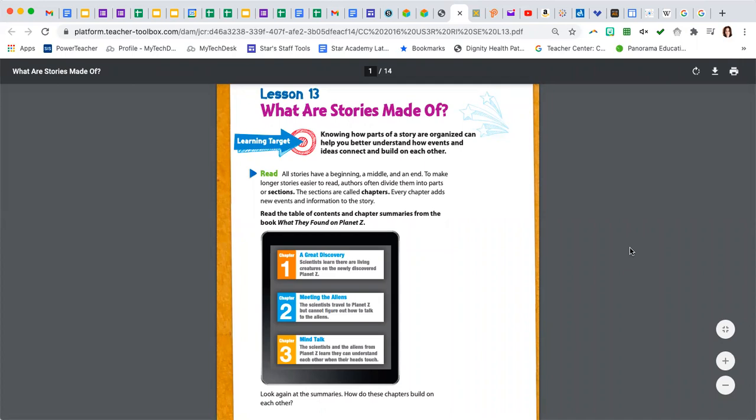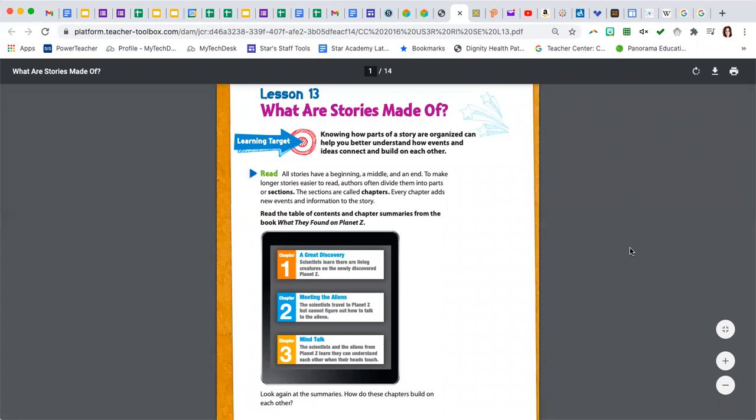All right, so this week we are going to be taking a look at lesson 13 in your Ready Reading. What are stories made of? Today we will be looking at pages 214, 215, 216, 217, and 220. In this lesson, we're going to talk about how the parts of stories are organized and how they build on each other.